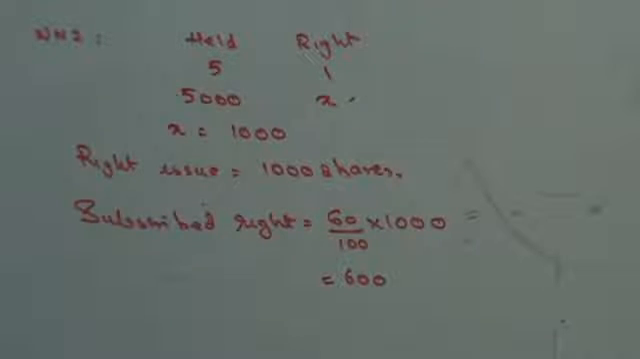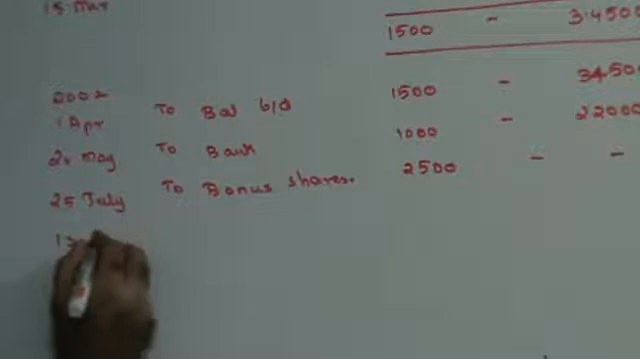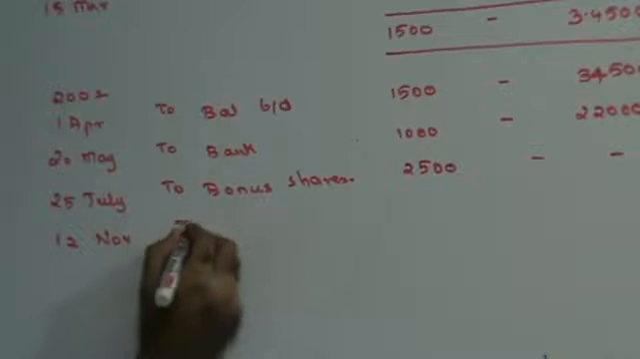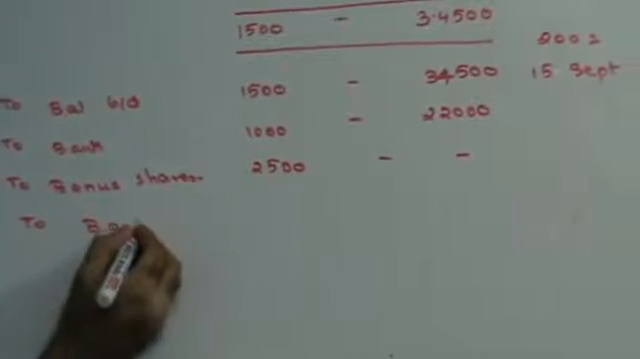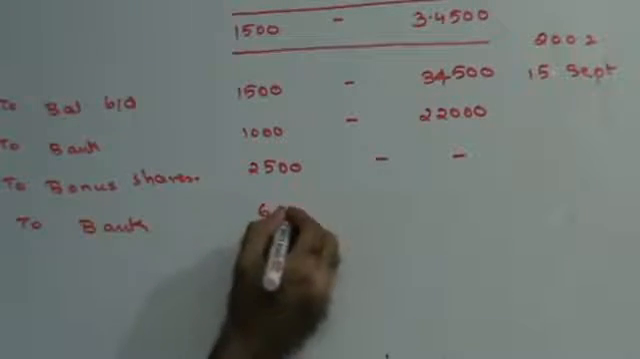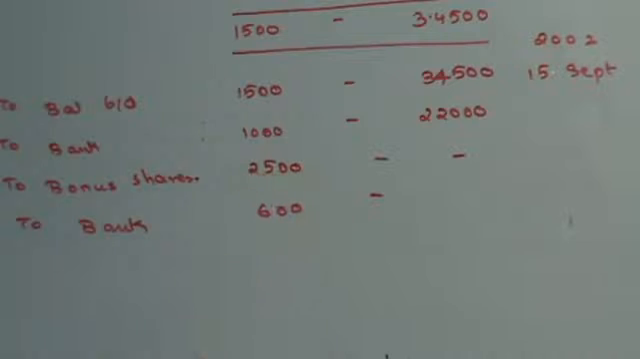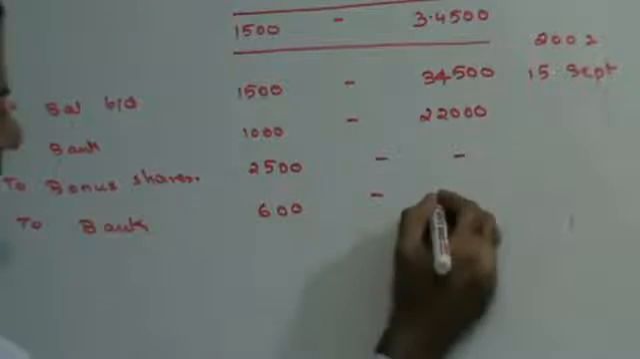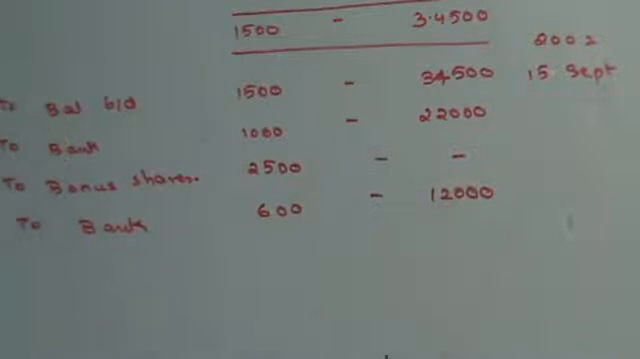Okay, once you have this, you are going to subscribe, that means you are going to buy these shares. At what price you are going to buy these shares? At 20 rupees per share. Buy, debit what comes in. On what date is the rights issue? The rights issue is on 12th November. So to bank, you are buying 600 shares at 20 rupees per share. So that's going to be 12,000.